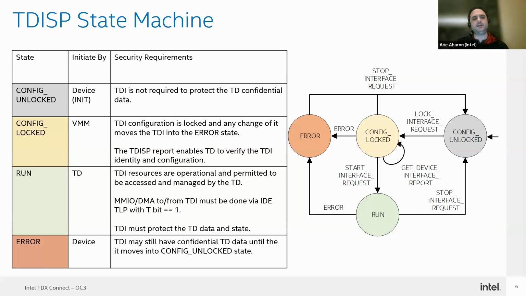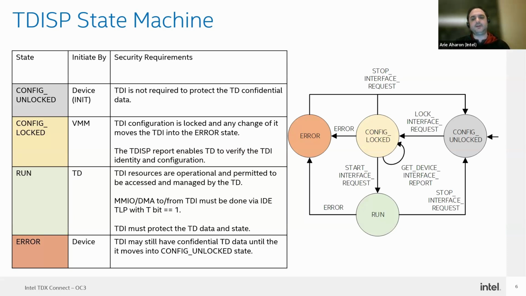The next state is called config locked. This represents the state of the configuration of the device. In this state, the device still does not have any secrets and any confidential data, but it is required to ensure that the configuration is not changed because it needs to report its configuration and attestation at this point and present it to the TVM running on the host. If the device senses that the configuration is changed, then the device needs to move into the error state, which is a trap state.